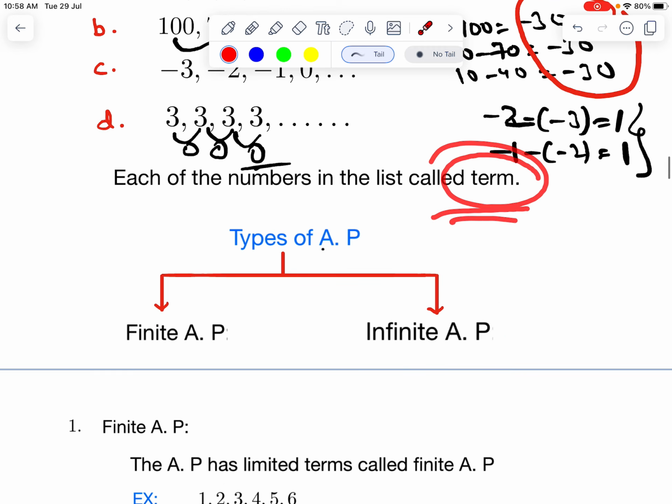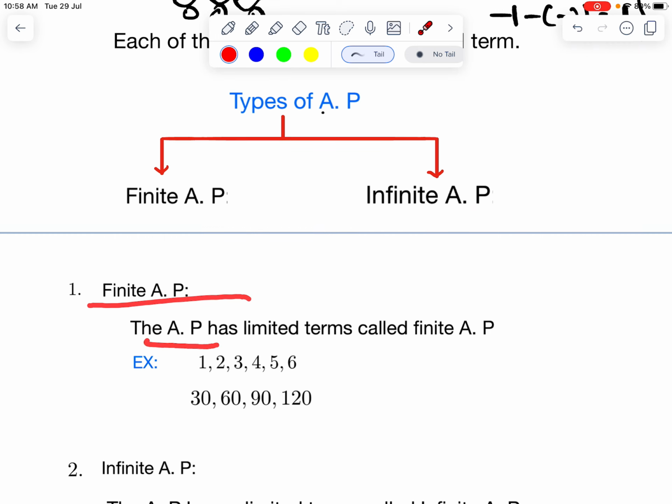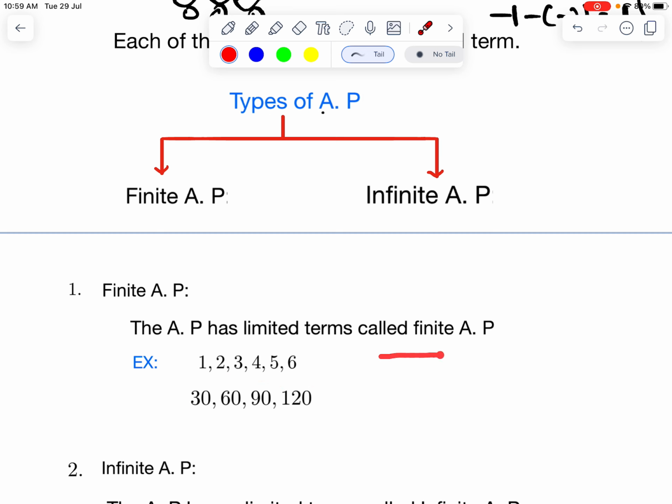Okay. Types of AP. The first one is finite AP. The second one is infinite AP. Finite AP. An arithmetic progression that has limited terms is called a finite AP. For a particular finite number, 1, 2, 3, 4, 5, 6. The first number is 1. The last number is 6. Therefore it has limited terms. 30, 60, 90, 120. These are 4 given terms. Okay. It is a finite AP.